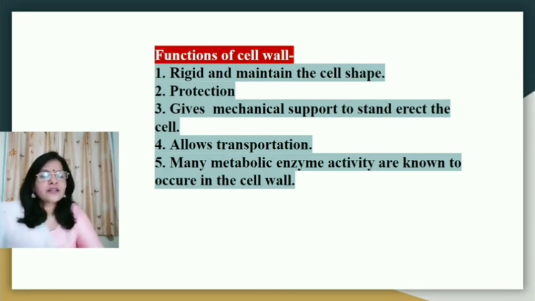Now, functions of the cell wall. Cell wall is rigid and it maintains the proper cell shape. The main function is protection because it is rigid. It is the outermost covering. It protects the inner protoplast and other cell organelles from outer pathogens and harmful chemicals, and it gives mechanical support to keep the cell erect. It also allows transportation, because it is porous and permeable, so it allows transportation from outside to inside and inside to outside. Many metabolic enzymatic activities are known to occur in the cell wall.